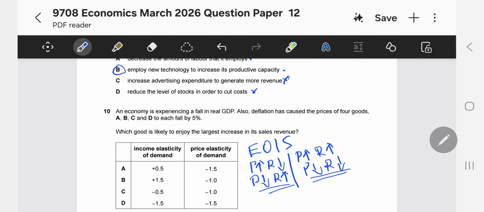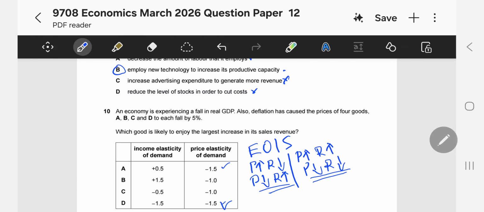So you're looking for a good that has the largest increase in sales revenue. No, when the price decreases, the revenue should go up if it's elastic. If it's elastic, when the price decreases, the revenue goes up. So the PED should be elastic. And so I'm choosing either D here because of PED, or A.